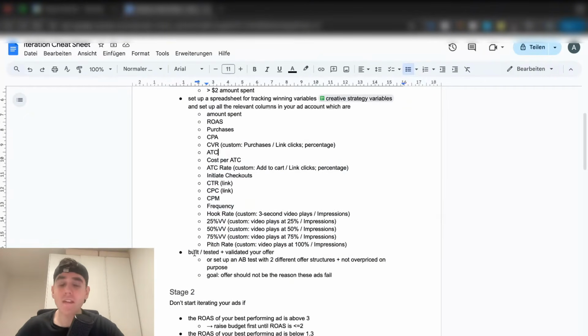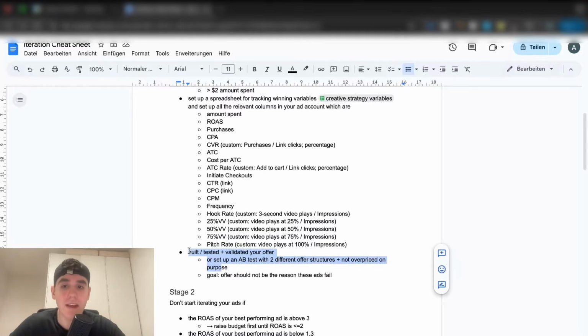Okay. And then the third thing is before we move forward with this iteration process, we want to have built and tested and validated our offer, okay? Or at least set up an A/B test with two different offer structures, which are very different from each other and not overpriced on purpose. So the idea is that this shouldn't be the thing that could potentially go wrong, the offer, right? When we're iterating ads, we want to focus fully on the ads.